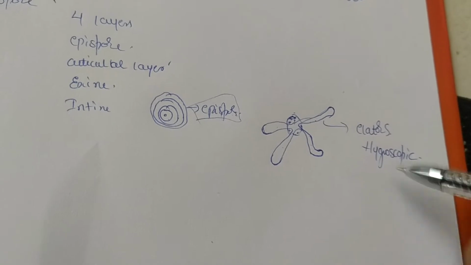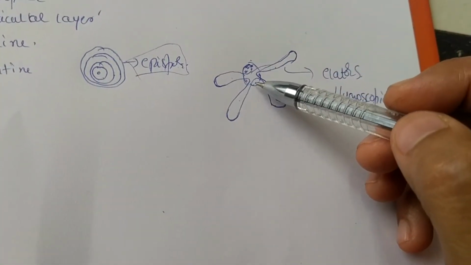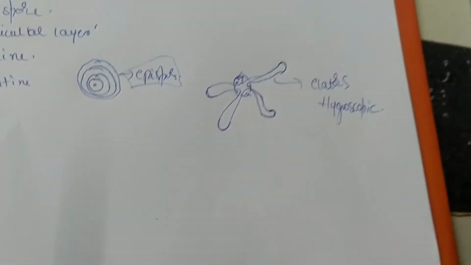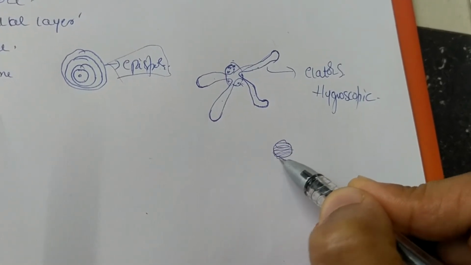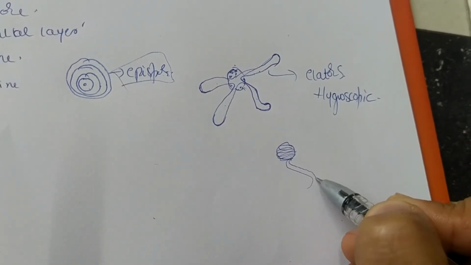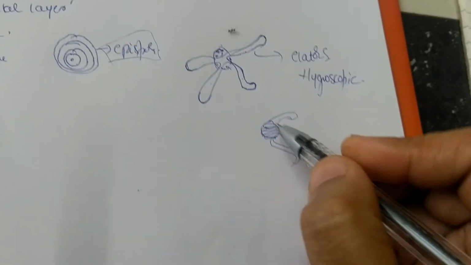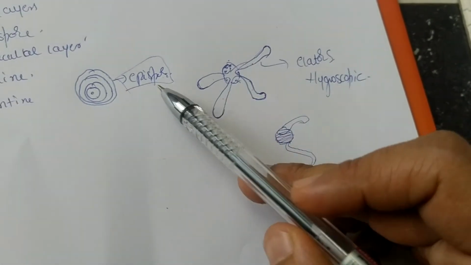Hygroscopic in the sense they are going to absorb water and help the spore to be in a moist condition during development. It will be somewhat like this. They will be coiled around these spores. Elaters are formed from the epispore.